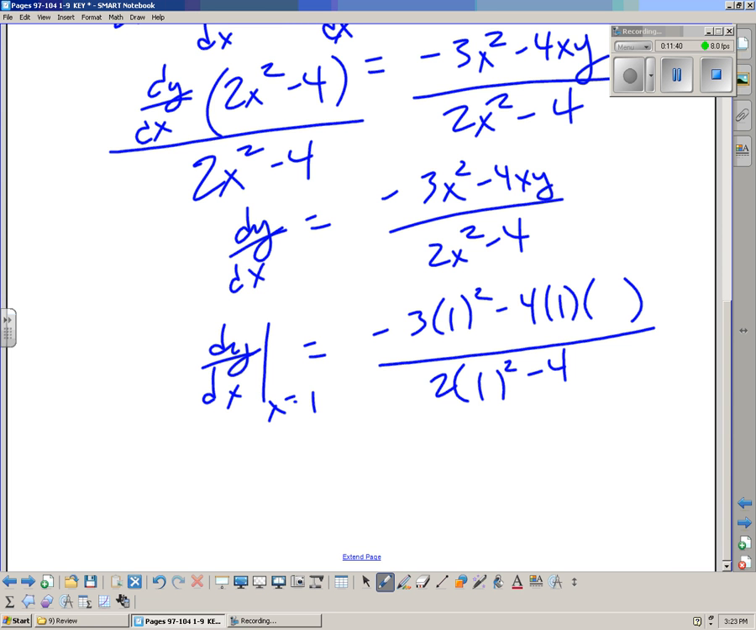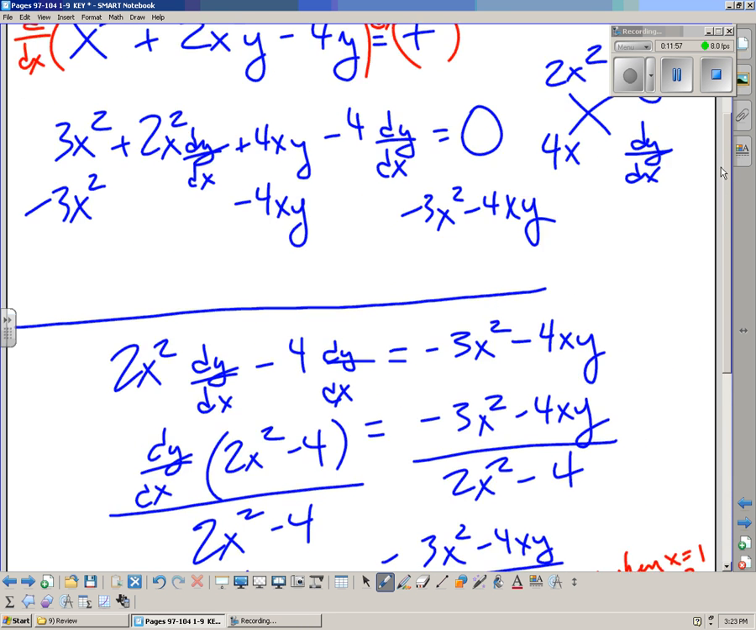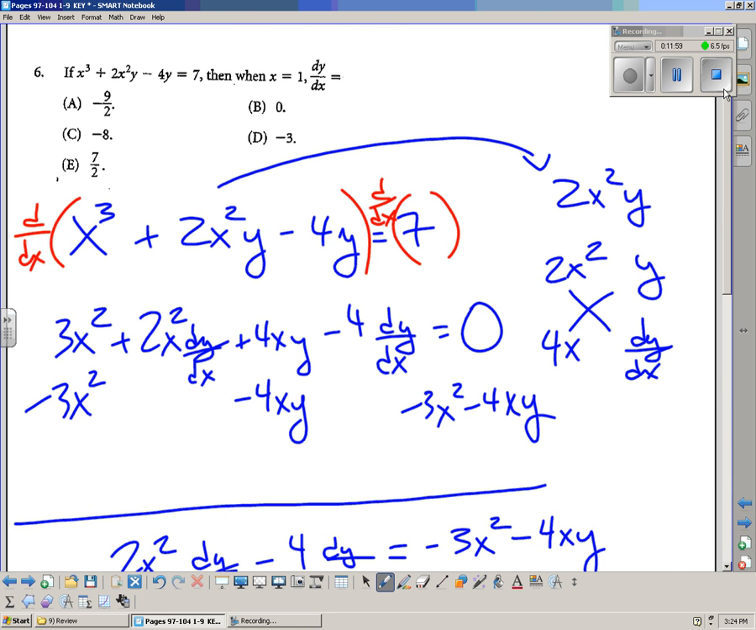When I filled in the 1, there's a y in the derivative. I need to find out what the y is. So it's kind of the scenario. It's when x is 1, y is something. So we have to go back and figure that out. We're going to go back to the original. So when x is 1, y is something.